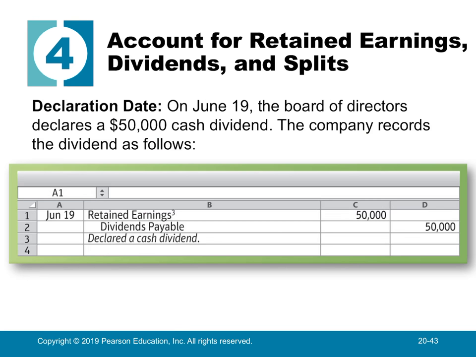So let's look through some examples. You have a declaration date, June 9th. The board of directors declares a $50,000 cash dividend. It's going to come out of retained earnings, and you've created a liability, okay? So this is a liability that you've created. So this is declaring a cash dividend.